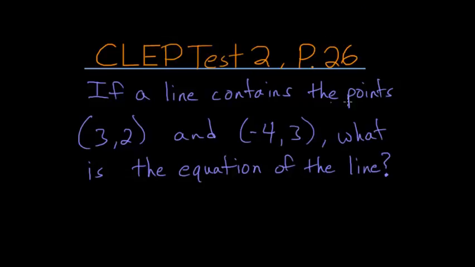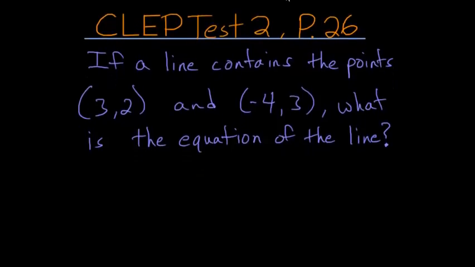If a line contains the points (3, 2) and (-4, 3), what is the equation of the line? So to solve this, we need to find the slope of the line. So let's look at a line in general.